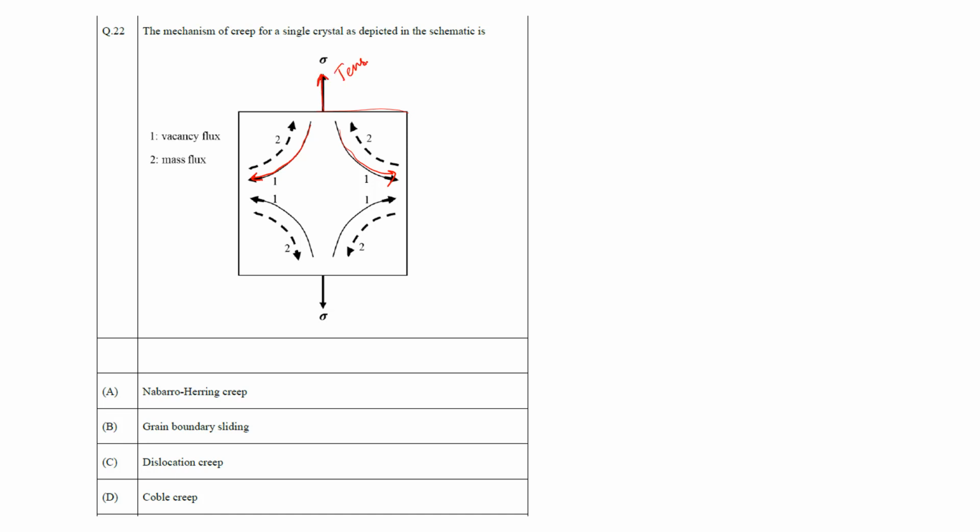When we apply the stress, this zone will be tensile, so the other zones will be in compression, because the crystal will try to reduce its thickness, right? So this will be in compression, here also compression, and here tensile. In the tensile direction, there is a diffusion of mass flux. That means the atoms are moving towards the tensile zone, and the vacancies are moving towards the compression zone, right?